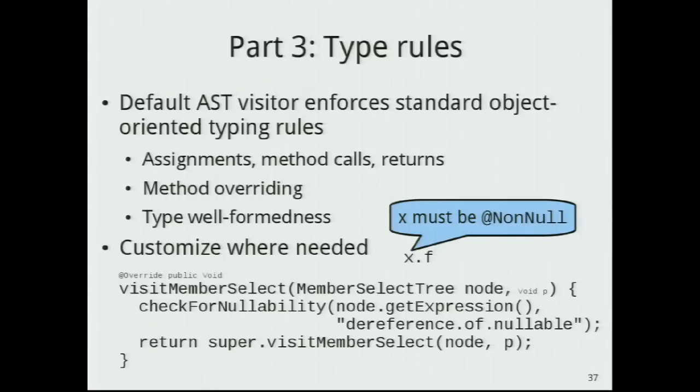And here's the code to do this. In the type visitor, you override the visit member select, which is the method that handles this, and you additionally ensure that the receiver has a non-null annotation, and if not, you raise an error from the compiler. So this is very flexible, very easy to do the declarative part, and all the power from the imperative part.